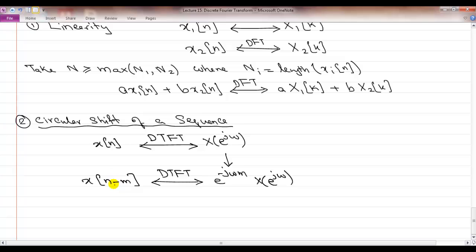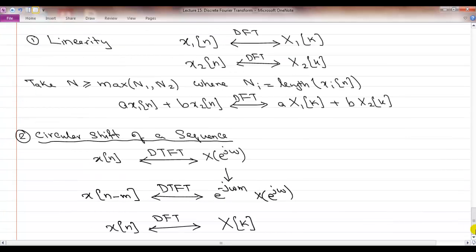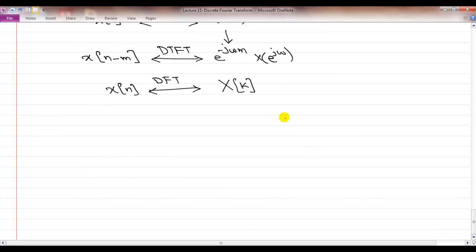Now let's ask a similar kind of question in the case of the discrete Fourier transform. Okay. So let's assume that we have this x of n and it has a DFT x of k. And the only thing we are saying is that the DFT is computed with N which is greater than or equal to the length of x of n.